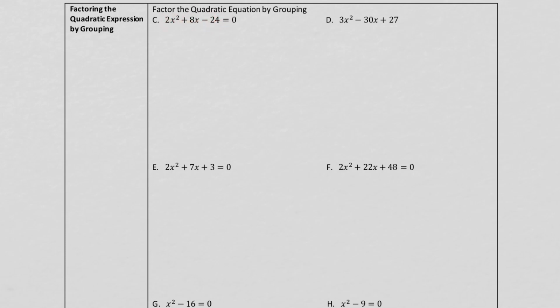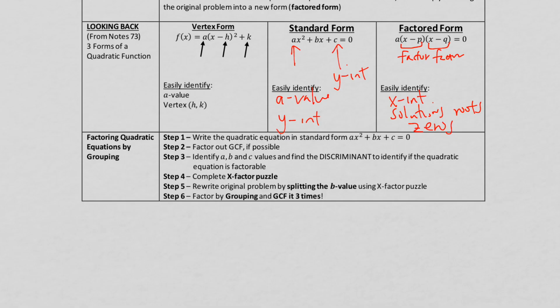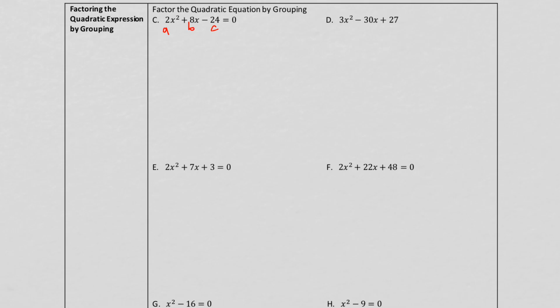So A here is 2, B is 8, and C is negative 24. However, if you look at the steps, it says to first make sure you're in standard form, then factor out a GCF if possible. So in this case, I can use this A, B, and C, but they're kind of big. So let me not do that here.